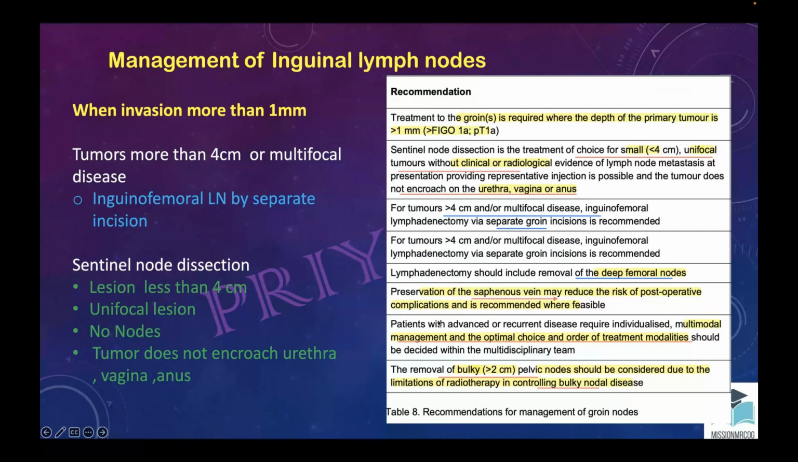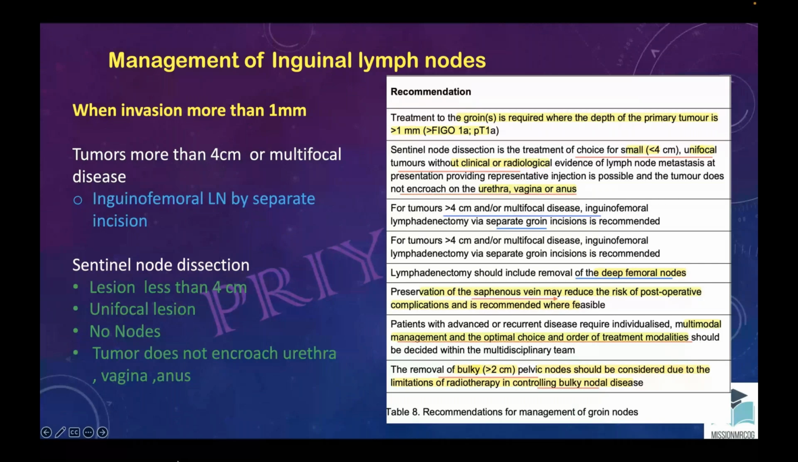Apart from this, if advanced disease is there, then multimodal treatment is done, with the involvement of the MDT. If it is bulky disease, that means the lymph node is more than 2 centimeter, then removal will be considered. Why? Because treating it with radiotherapy would be difficult. So this is what the guideline says about the management of inguinal lymph nodes. They have made it a little complicated, but the message is the same.